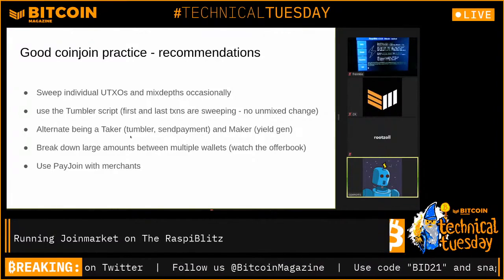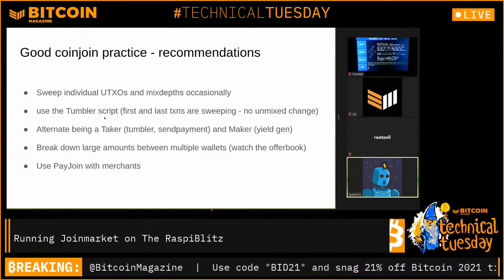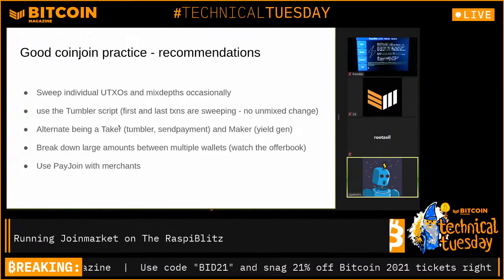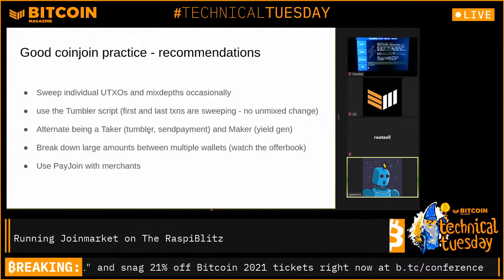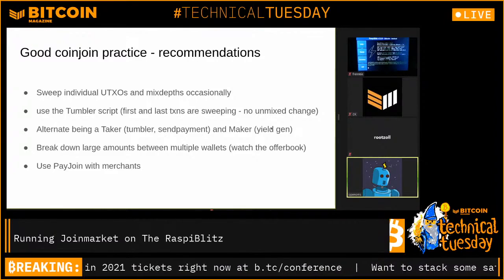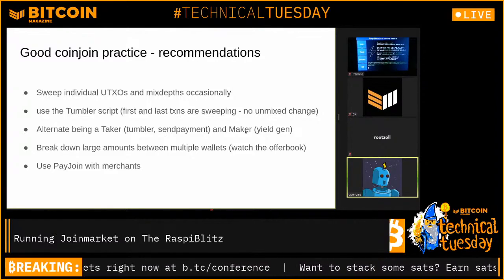Also, it's good practice. I mean, if you are running the Tumbler or the send payment, like sending a payment triggered by yourself, then you are acting as a taker. But it's good to act as a maker as well. So just have your yield generator running in the background and participate in other people's CoinJoins, or CoinJoins coordinated by other people.